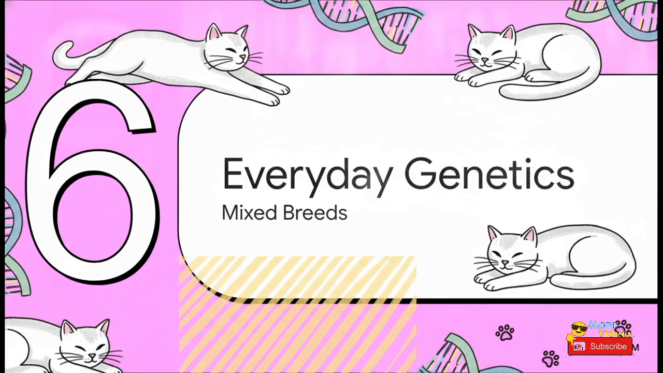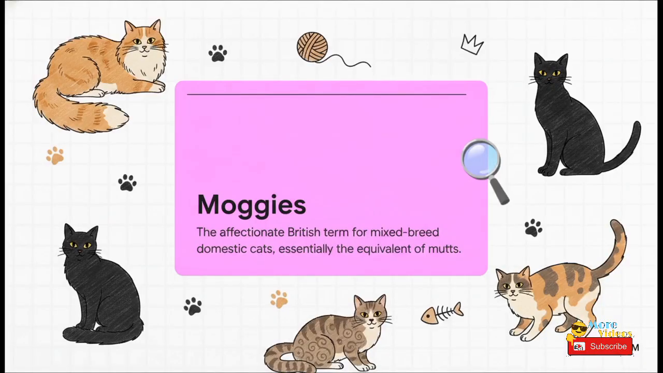Section 6. Genetics of everyday cats. But what about the rest of them? Meet the Moggies. This is the highly affectionate, widely used British term for everyday mixed-breed cats, your standard domestic short or long hairs. They are essentially the feline equivalent of mutts.